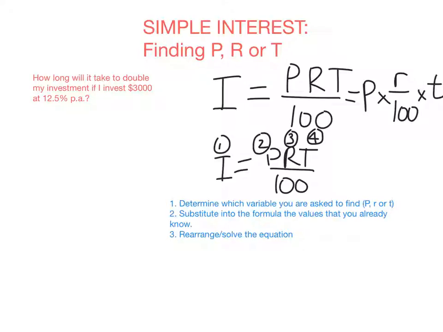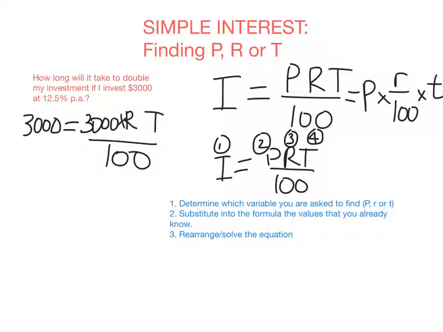So first step, what am I trying to find, P, R, or T? Well, it says how long. I'm being asked the time, so I'm trying to find T. So next thing I will do is I will put in I equals PRT over 100. So as I just told you, the interest I want to earn is 3,000, so I'll put that in. The principal is also 3,000 because that's what I started with.